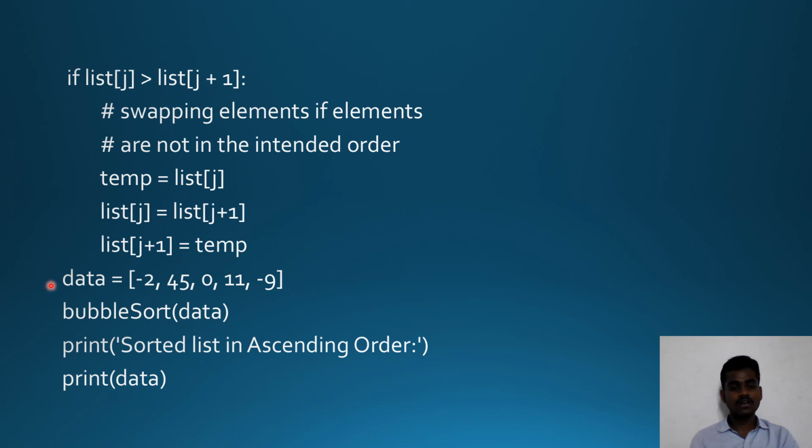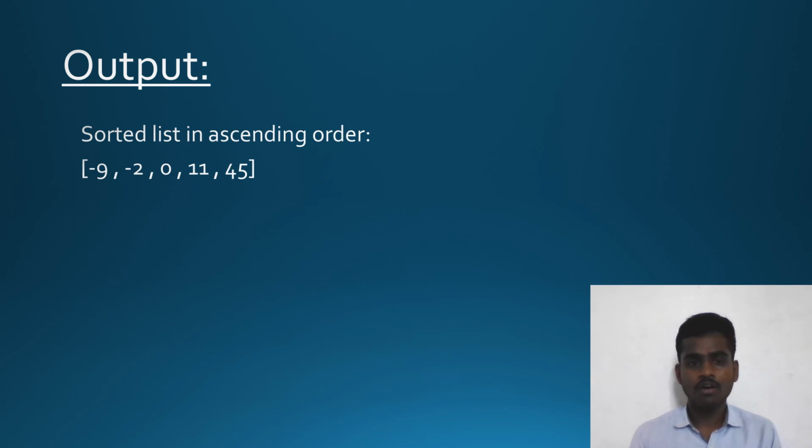We are assigning the list of -2, 45, 0, 11, -9 to the variable named data. Let's call the function bubble sort of data. Then print the sorted array in ascending order. Let's print the data. After compiling the code, we get the output as the sorted list in ascending order: -9, -2, 0, 11, 45.